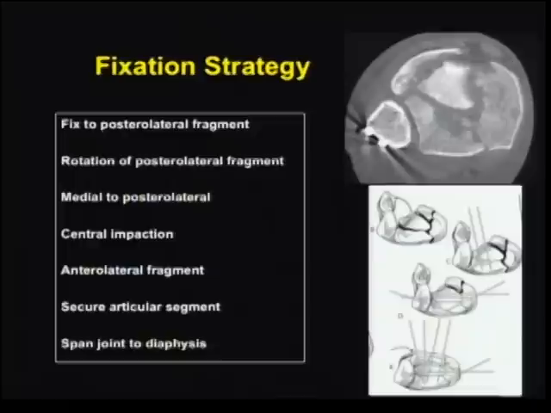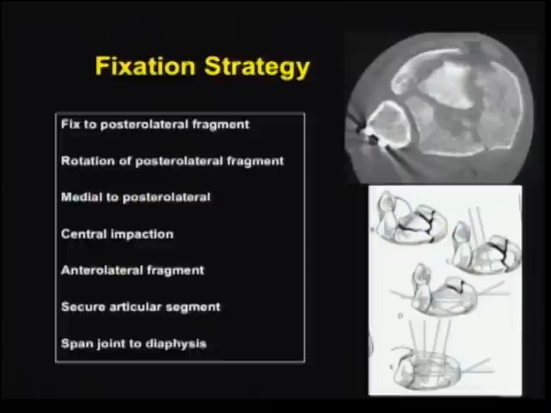So everyone always desires a general fixation strategy for the treatment of pilon injuries, and I think this is a good approach if you're coming through an anterior surgical exposure just in general. I think the general strategy is to fix to the posterolateral segment. Now the problem is there's usually a dorsiflexion deformity of the posterolateral segment, so the first reduction move is always to derotate the posterolateral segment and hinge it on its posterior inferior tibiofibular ligament. And then generally the reduction proceeds from the medial fragment to the posterolateral fragment, then the reduction of the centrally impacted segments, finally reduction of the anterolateral segment, and then confirm the reduction radiographically.